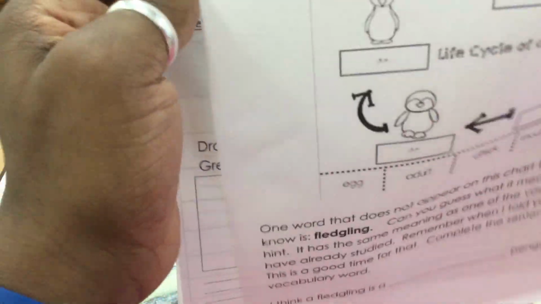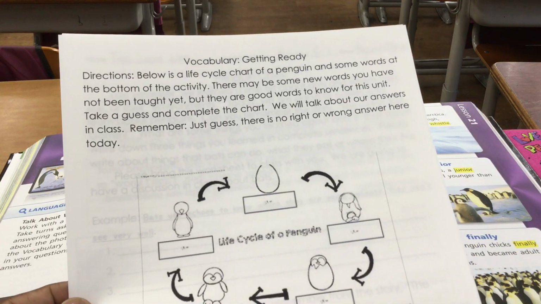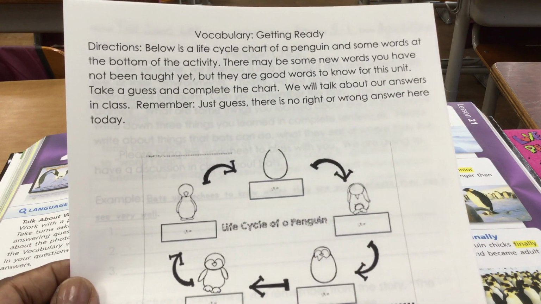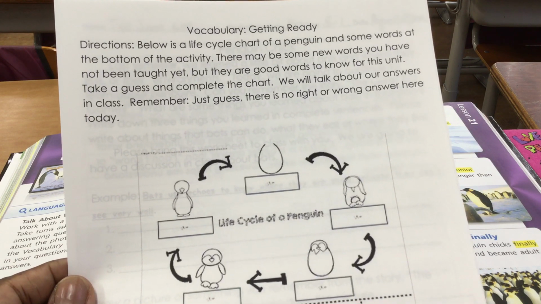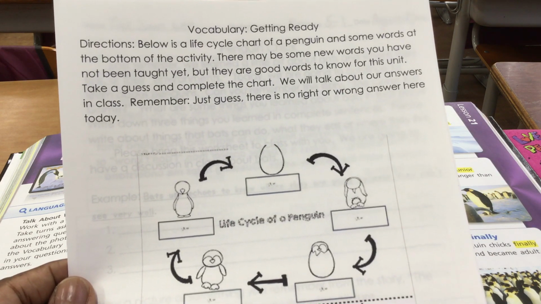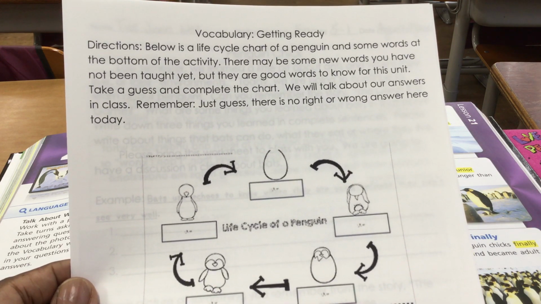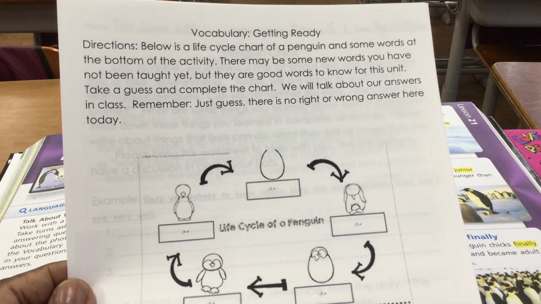Finally, when you're finished with that, we'll go to the last page. Our vocabulary getting ready. Directions. Below is a life cycle chart of a penguin and some words at the bottom of the activity. There may be some new words you have not been taught yet, but they are good words to know for this unit. Take a guess and complete the chart. We will talk about our answers in class. Remember, just guess. There's no right or wrong answer here today.